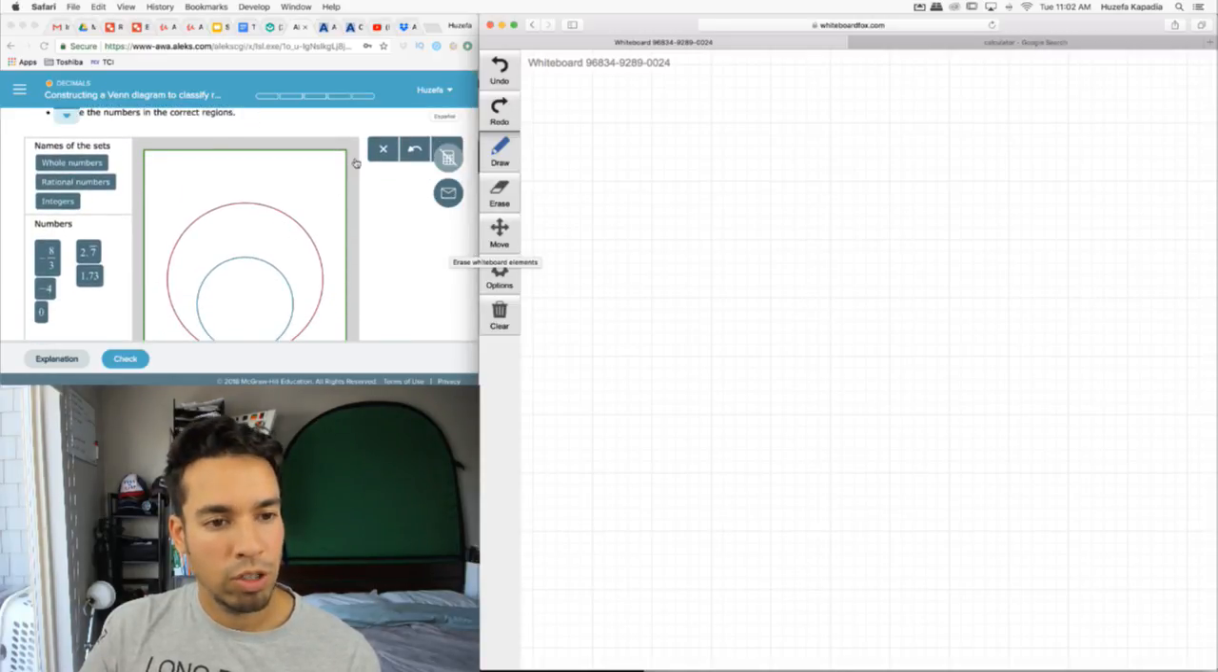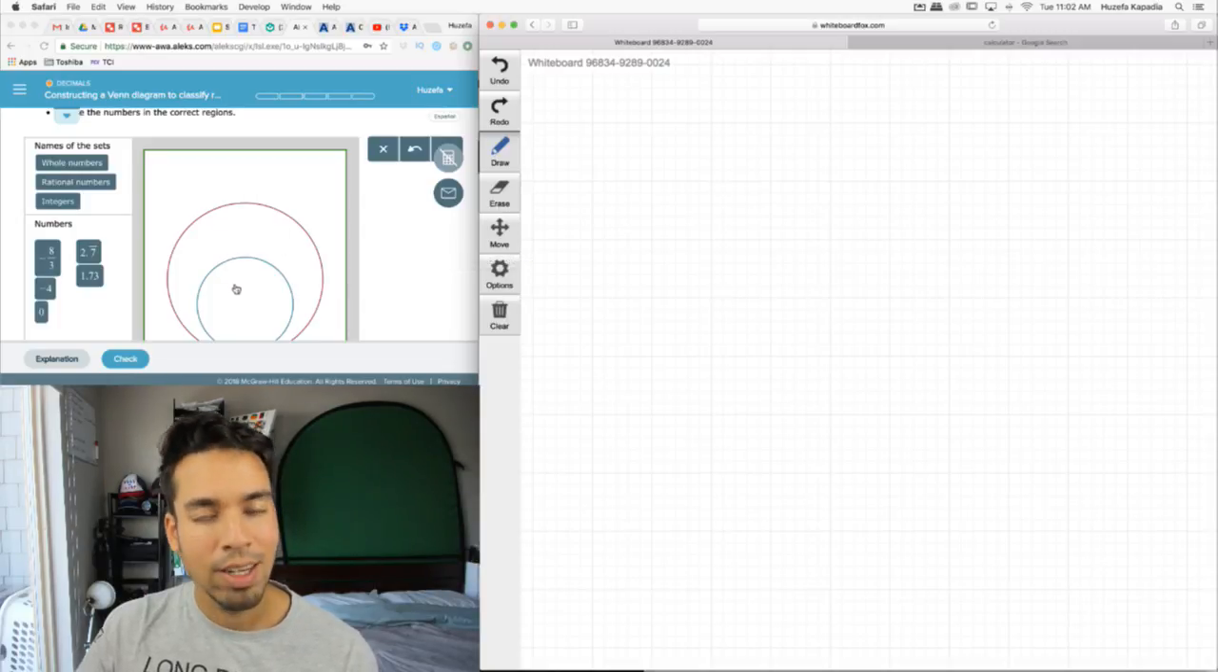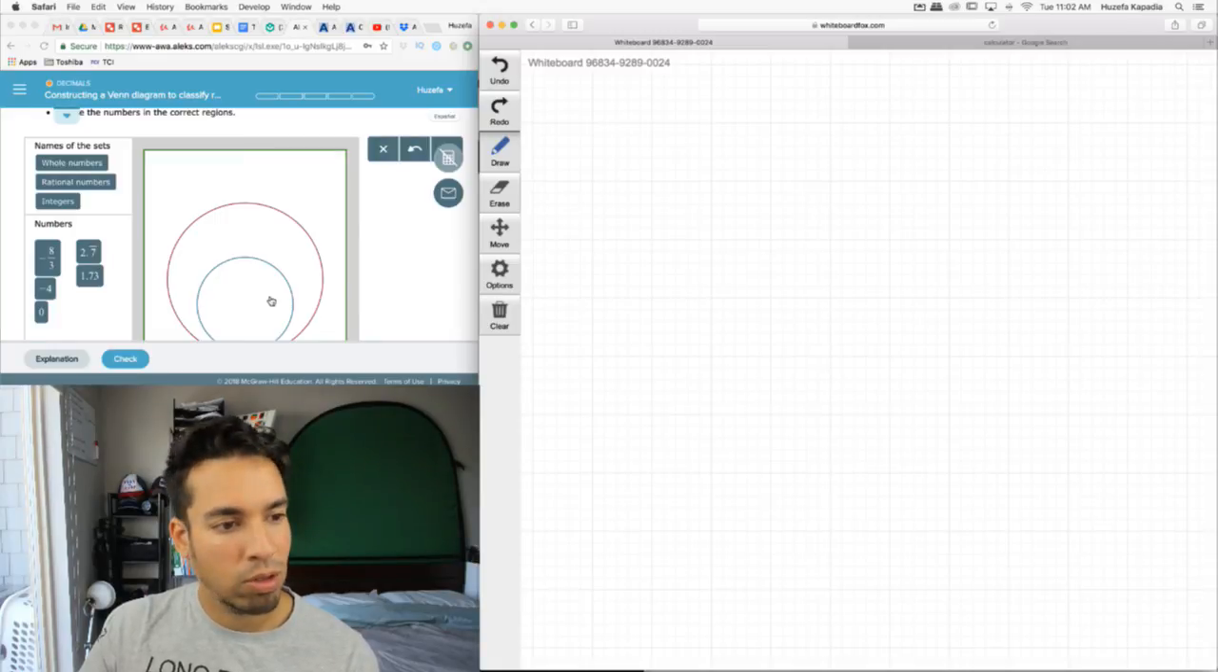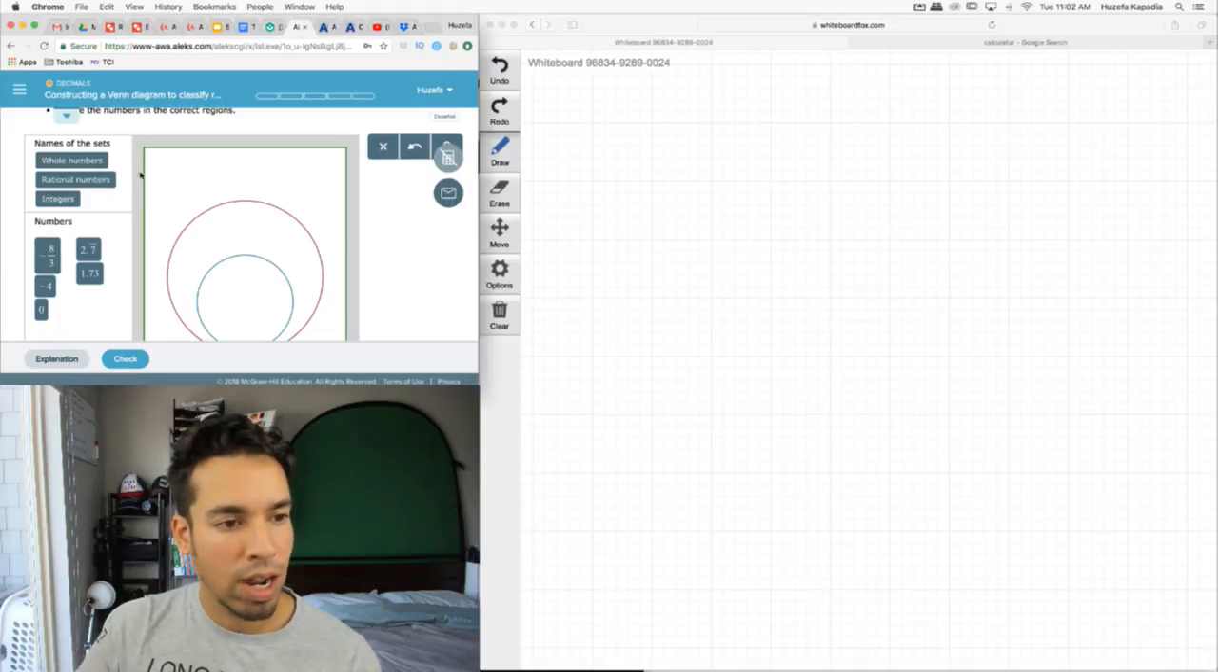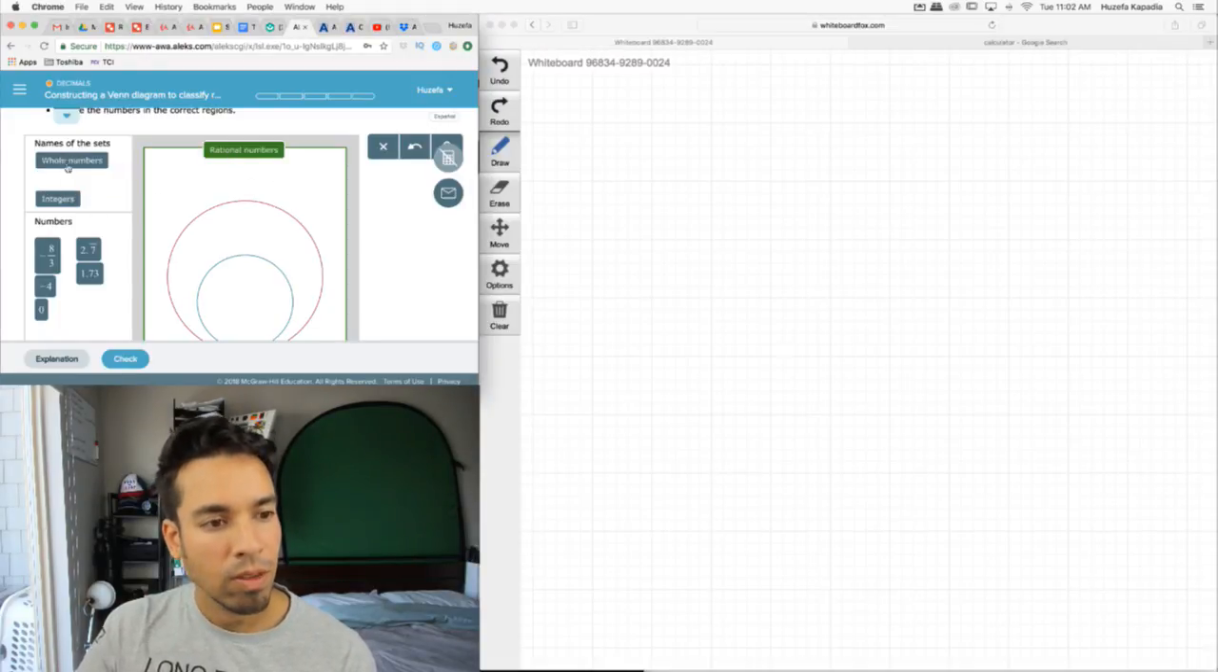So these are 3 universes. We've got this big box, a second universe, and a third universe. Notice this third universe is part of the other 2 universes. It's inside of both of them, and that's how we want to think about it. In terms of whole numbers, rational numbers, and integers, the largest universe should be the most inclusive. So what's the biggest group? It's rational numbers. Okay, so rational is going to be this gigantic one.